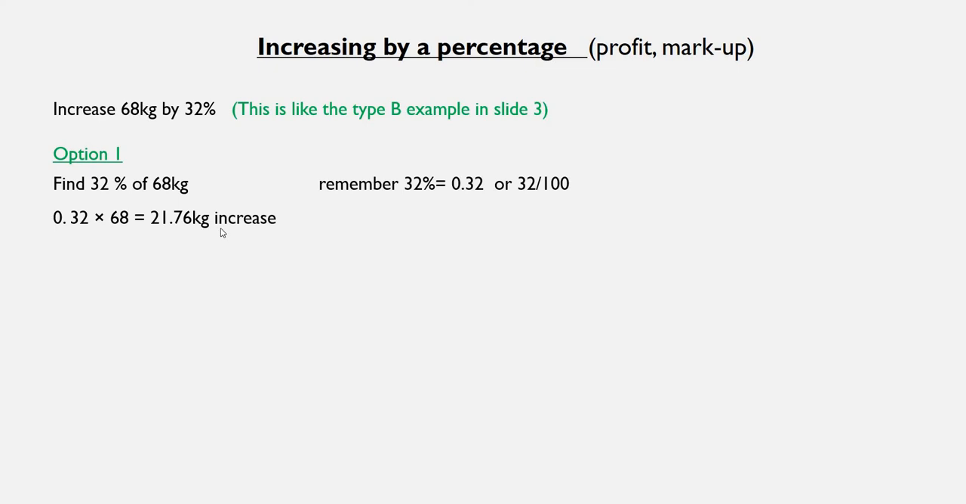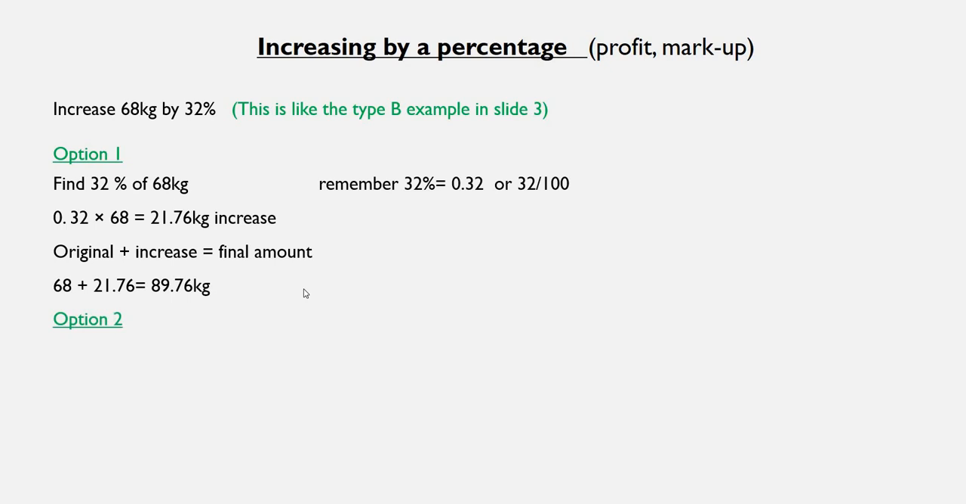That's not the answer, that's just the amount it's increased by. So now what I need to do is have the original amount, add the increase to get my final amount. So 68 plus the increase of 21.76 kilograms gives me 89.76 kilograms. That's one way of doing it.